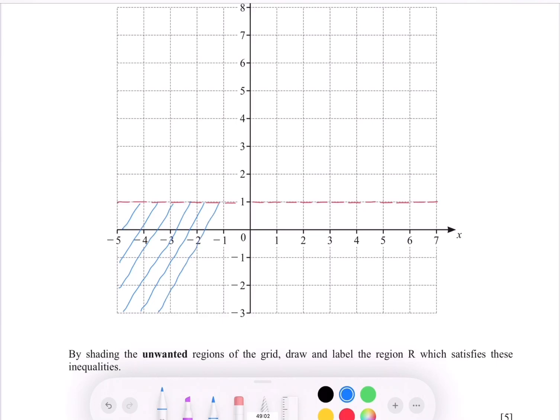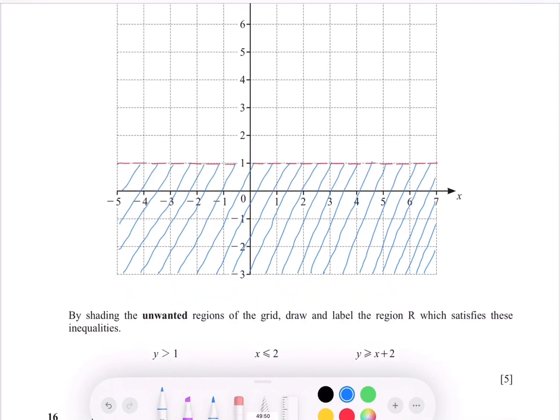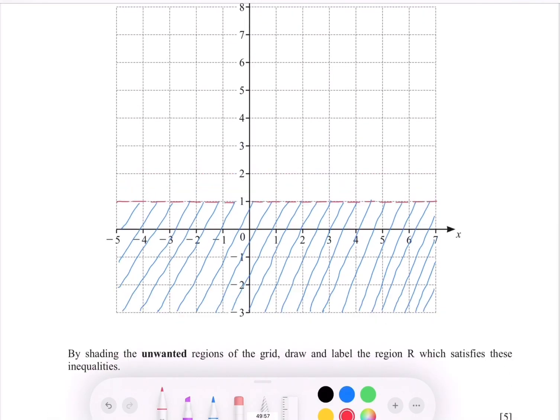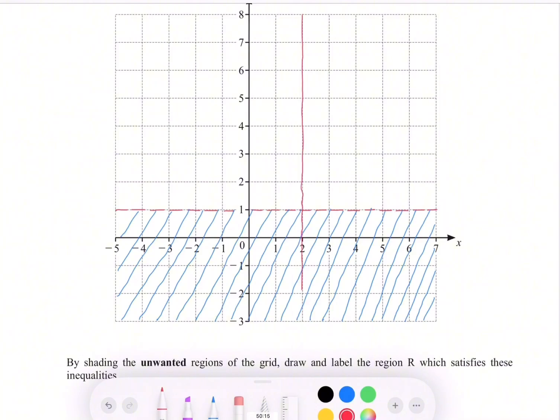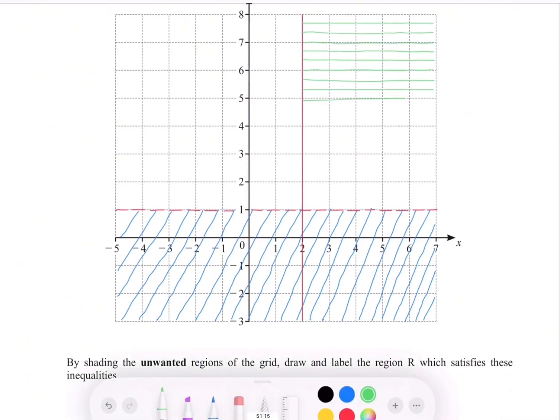First, we have to shade the unwanted region. Just shade this unwanted region because the examiner said so. Now x is less than or equal to 2. So x equals 2 is this solid line. And the inequality is satisfied on the left side of this line, where the values of x are decreasing, like 1, 0, minus 1, minus 2, minus 3, minus 4, minus 5. So we have to shade its opposite side, which is unwanted. So I shade it with the green.